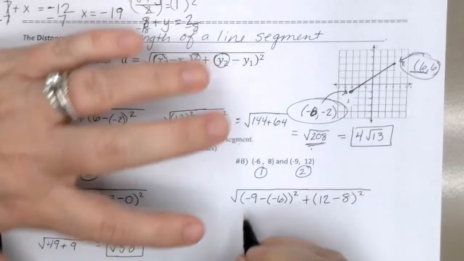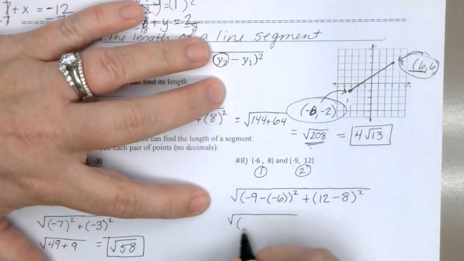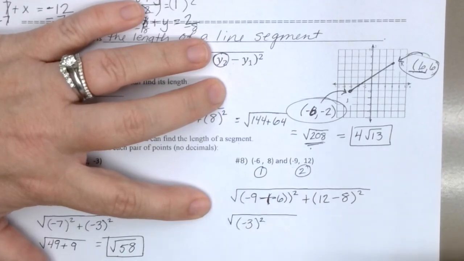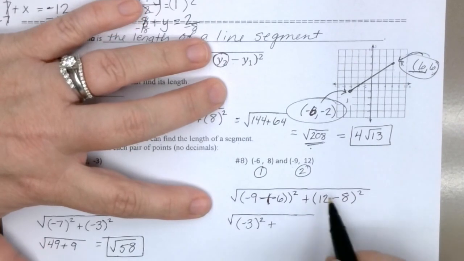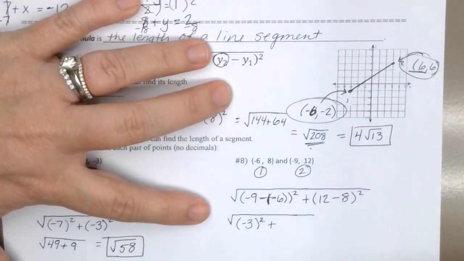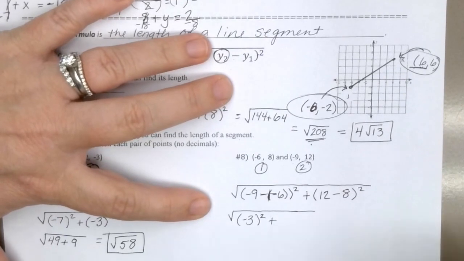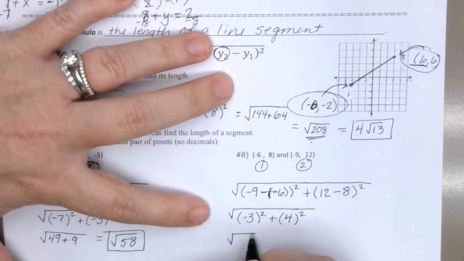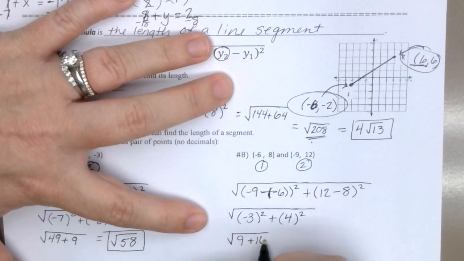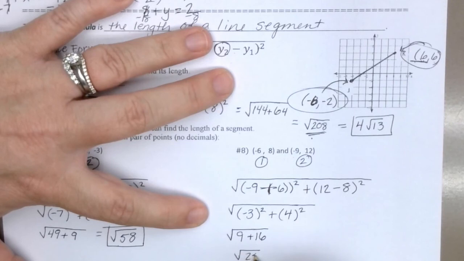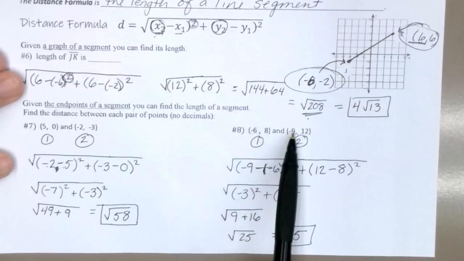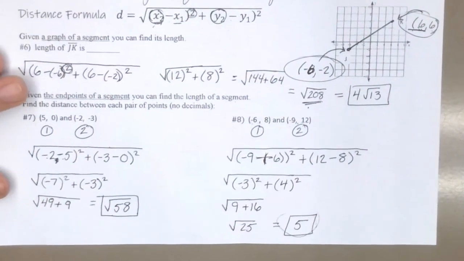So now I'm actually going to do the subtraction, and then I'll square it. So negative 9 minus negative 6, that's going to become a plus. Gives me negative 3, and that's what I'm squaring. And then over here, 12 minus 8? 4 squared. Okay, so I have 9 plus 16. What is 9 plus 16? 25. What's the square root of 25? 5. So the distance between those points, or in other words, if I drew a line segment between those two points, the length of that line segment would be 5 units exactly.